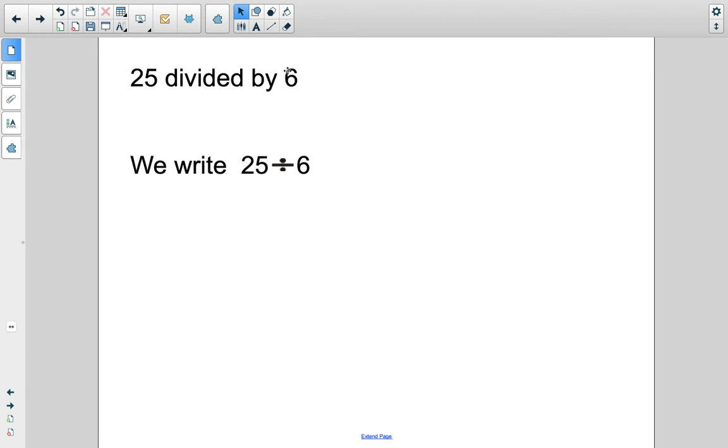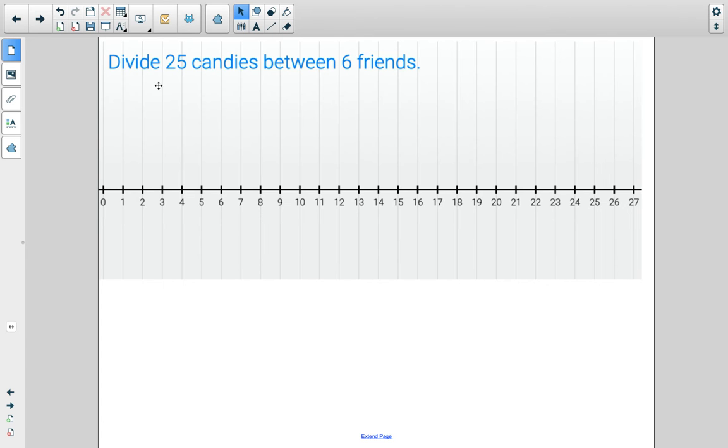So we're going to divide 25 by 6. In division, we write it this way. The division symbol is this line with two dots, one on either side. It almost looks like a T or a cross, except that there are two dots instead of another line. So we're going to take a look at what this might look like on a number line.